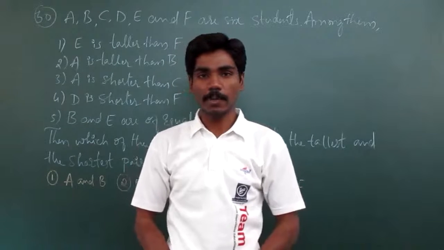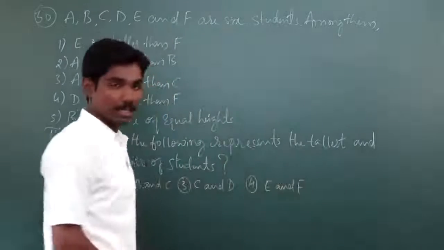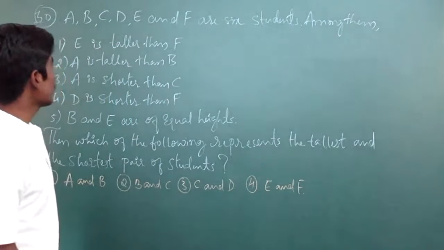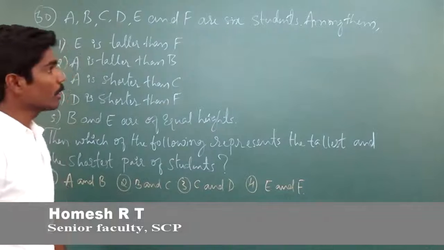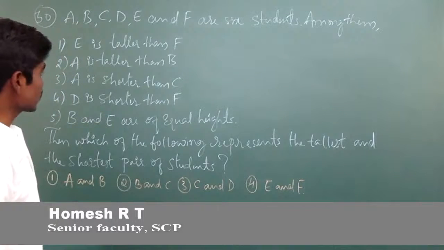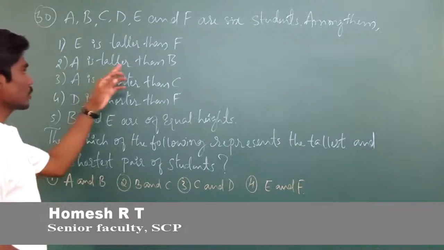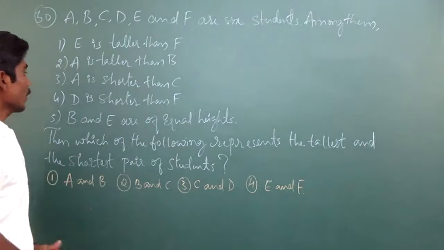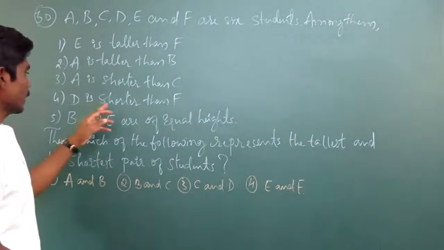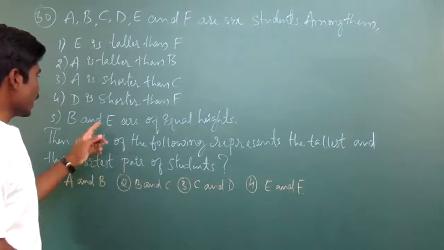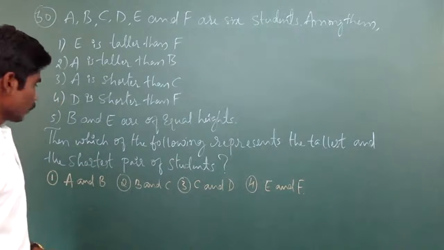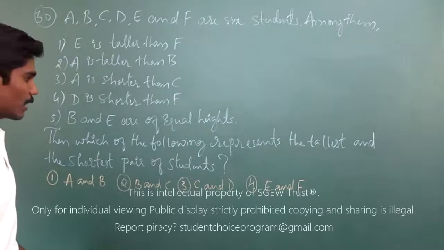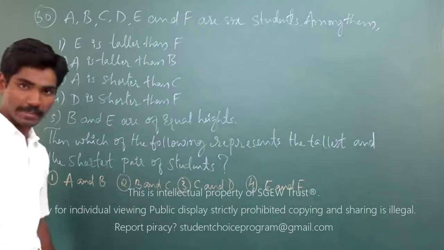Well friends, here is problem number 30. The given problem is: A, B, C, D, E and F are 6 students. Among them, E is taller than F, A is taller than B, A is shorter than C, D is shorter than F, B and E are of equal heights. Then, which of the following represents the tallest and the shortest pair of students?